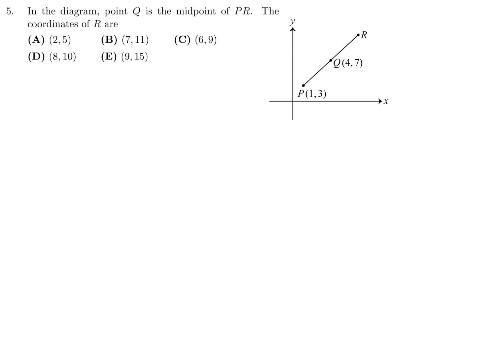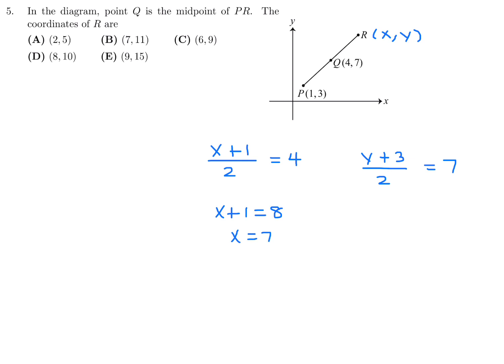In the diagram, point Q is the midpoint of PR. What are the coordinates of R? Well, let's say x, y are the coordinates. Using the midpoint formula, x plus 1 divided by 2 is going to be 4. y plus 3 divided by 2 will be 7. Solving, we get x plus 1 is 8, and therefore x is 7. Solving this one, y plus 3 is 14, therefore y is 11. So my coordinates are 7, 11. So number 5, the answer is B.